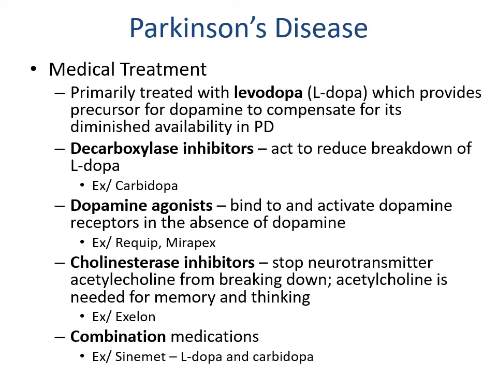We also use decarboxylase inhibitors, which reduce the breakdown of L-dopa. So this is the drug carbidopa. We have dopamine agonists, which bind to and activate dopamine receptors in the absence of dopamine. So in essence, it's synthetic or fake dopamine. So we have things like Requip and Mirapex. Cholinesterase inhibitors stop the neurotransmitter acetylcholine from breaking down. And so acetylcholine is involved in memory and thinking. So this is an adjuvant therapy. This is not the dopamine itself. And then we have combination medications where if you're going, hey, all of those sounded like good ideas, well, we do make those, right? So we make combination medications like Sinemet, which combine L-dopa and carbidopa to get the maximum potential.